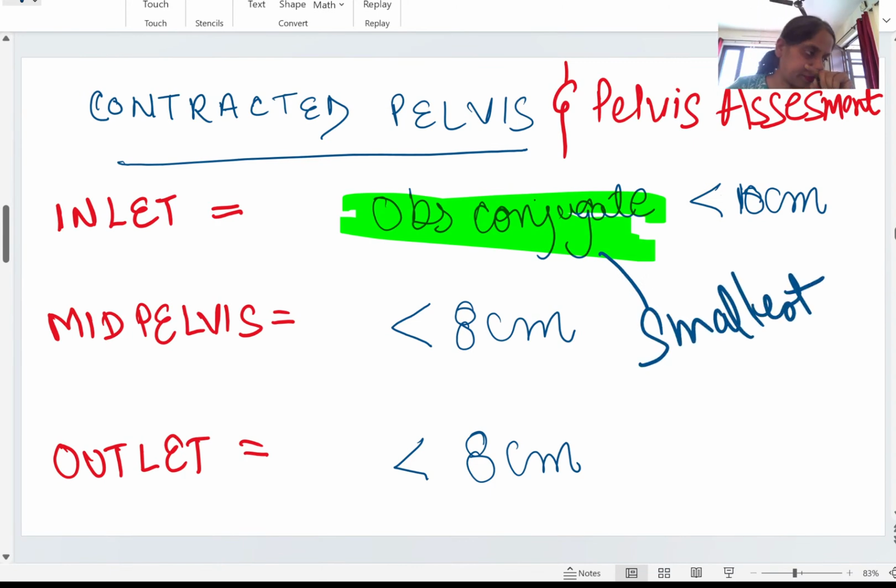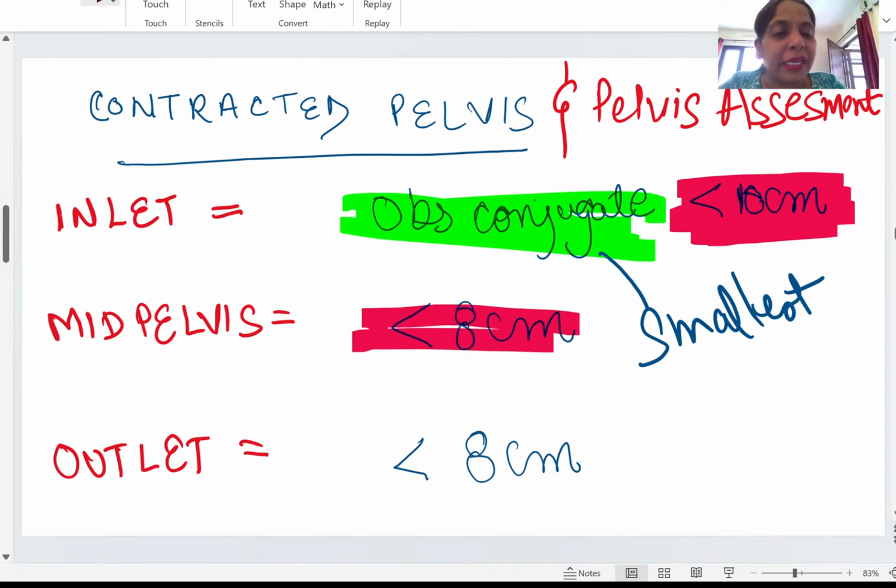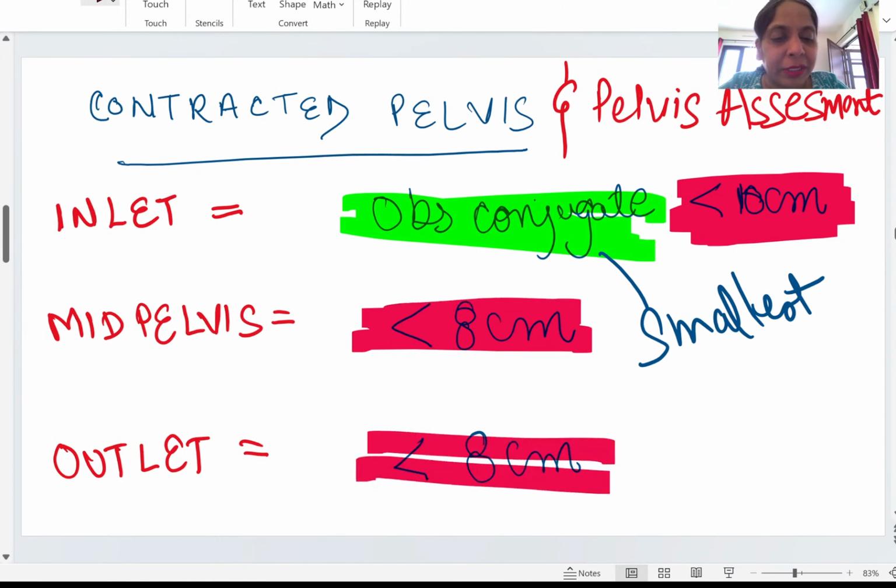If the obstetric conjugate is less than 10 centimeters, come on, speak out. Very good, it is a contracted pelvis. If the interspinous diameter is less than 8 centimeters, or the outlet, measured by the fist, is less than 8 centimeters, then it is a contracted pelvis.